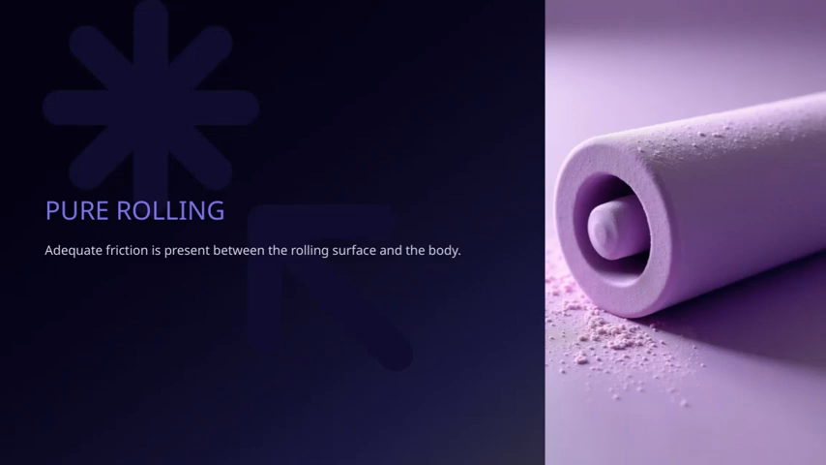Now, let's talk about pure rolling. In this case, adequate friction is present between the rolling surface and the body. This friction is actually crucial because it allows the rolling motion to occur smoothly without slipping. When the friction is just right, it enables the object to roll without losing contact or slipping on the surface. This is what we call pure rolling, where the point of contact is momentarily at rest relative to the surface. So, ensuring sufficient friction is key to achieving this ideal rolling condition, which is fundamental in many practical applications like wheels, gears, and even biomechanics. Remember, the right amount of friction keeps things rolling efficiently without unnecessary slipping or energy loss.